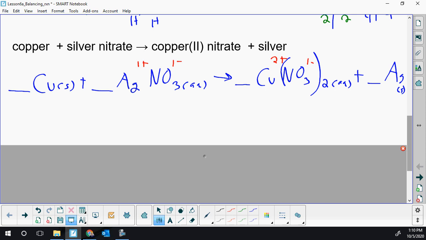If we look at copper, there's 1 here and 1 here. This 2 only applies to the bracket. It doesn't apply all the way to copper. So there's no number there, it's a 1. So copper is 1 and 1.